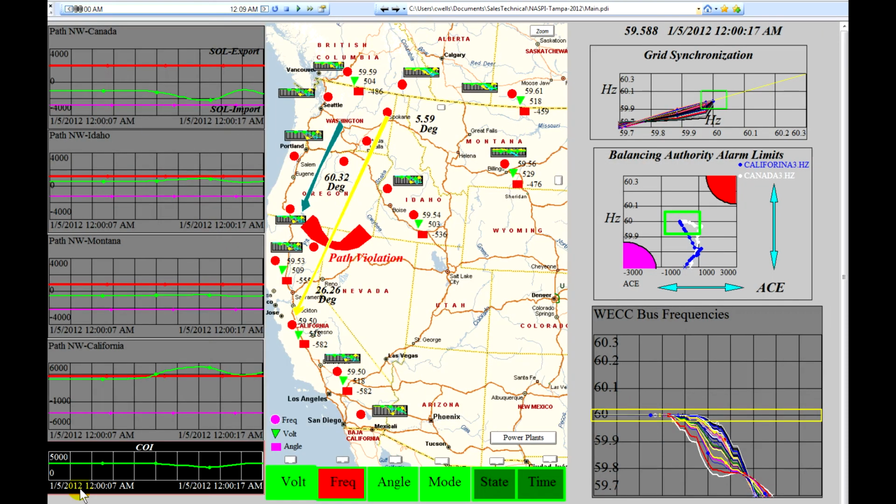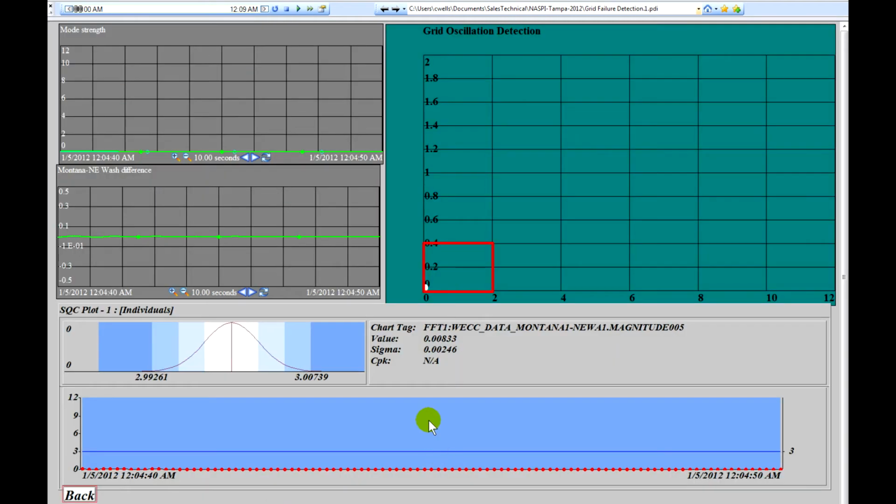We'll go back to the main page and we'll investigate the modes of the system, and it turns out that the system is quite stable with respect to oscillations. So there's very little oscillation on this screen.